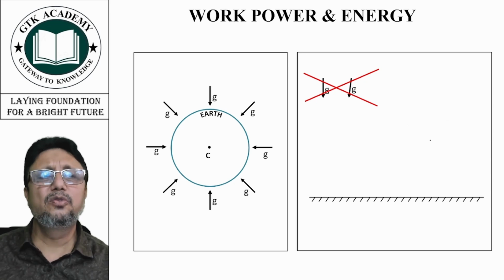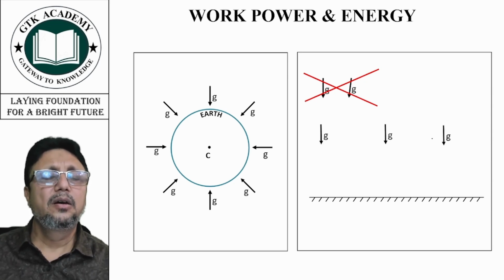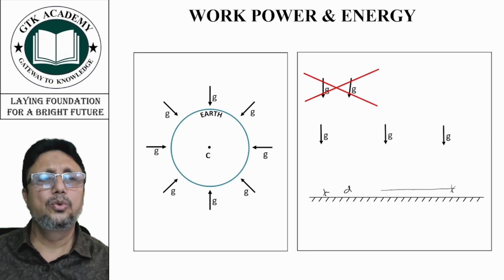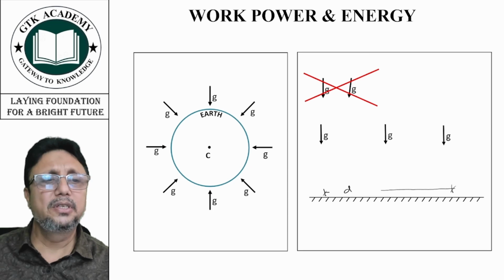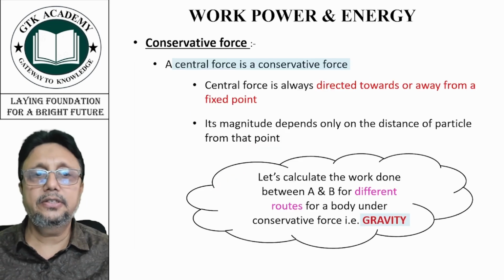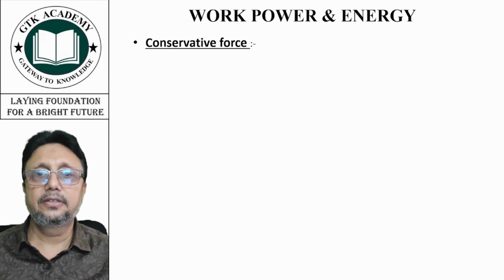So if the distance is very small, we normally take it parallel, like this. If the distance from here to here is a couple of meters or even 1 or 2 kilometers, we take the direction of g at all points as parallel. I hope this is clear to you. Now let us discuss the cases.